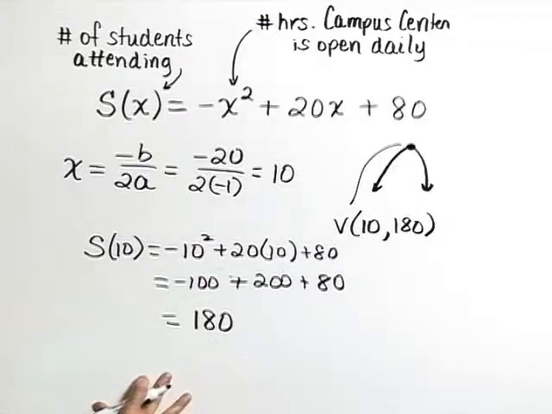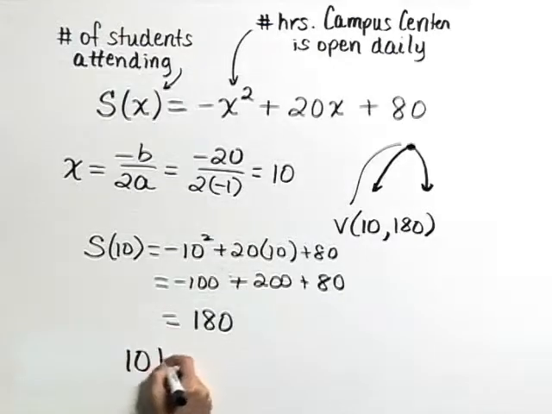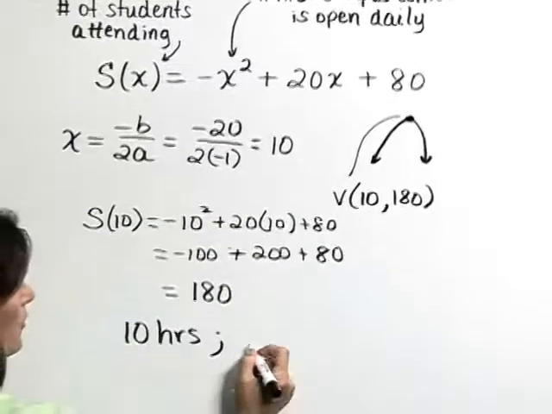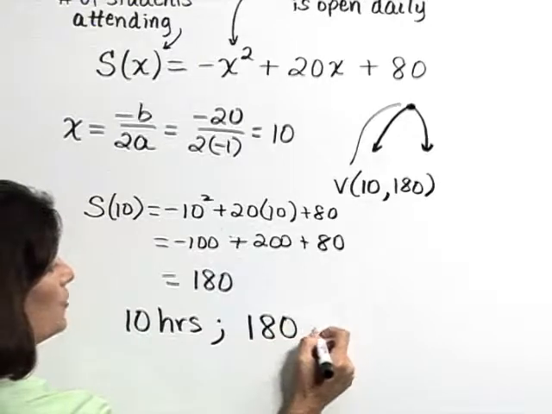Let's summarize what we found here then. The campus center should be open daily for 10 hours in order to maximize the number of students, and that maximum number of students is 180.